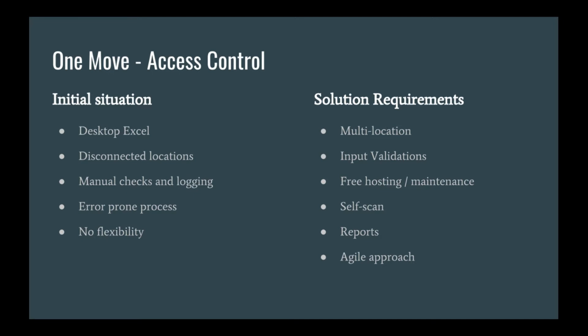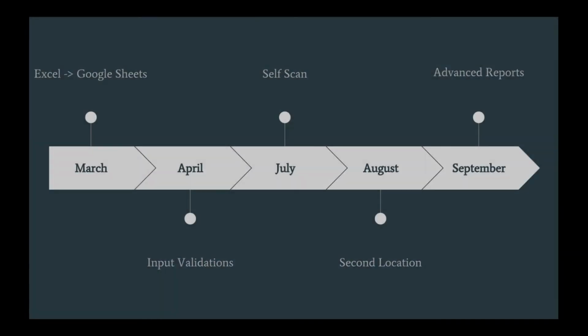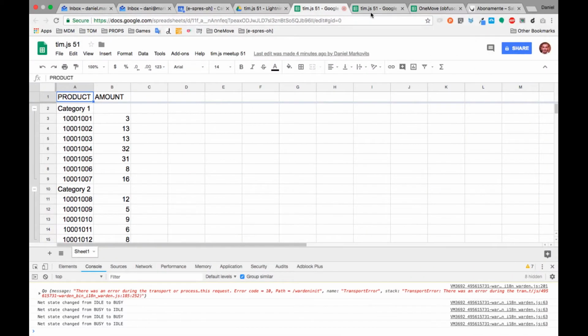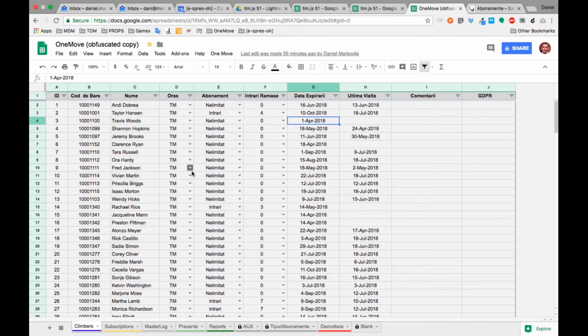And of course, reports and an agile approach so that we can immediately switch from the Excel to a new solution. And most importantly of all, it should have been a free solution. So considering that our development effort was free, it should have been something quick. In terms of agile approach, we used a transition from desktop Excel to Google Sheets, and we did that on day one, in March. So they already got a new version of their application that was online, and from the start it was collaborative, so both Arad and Timișoara could access the spreadsheet.